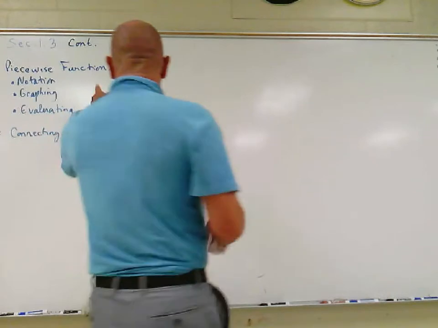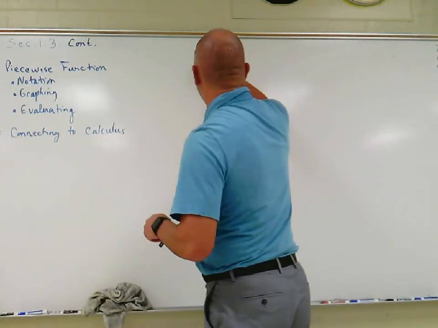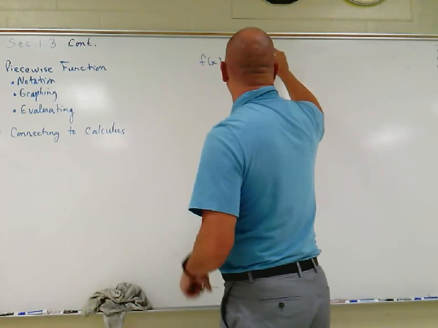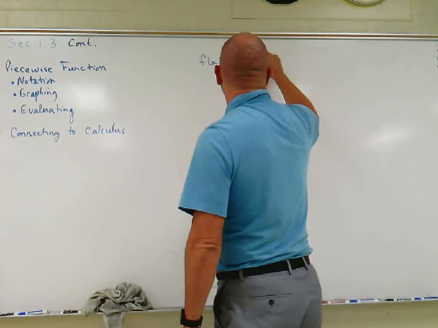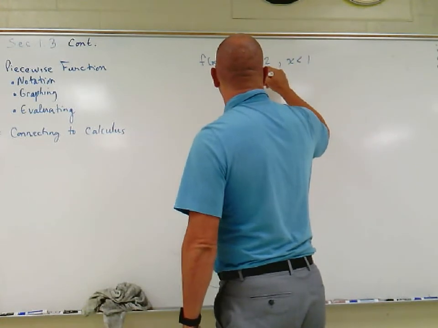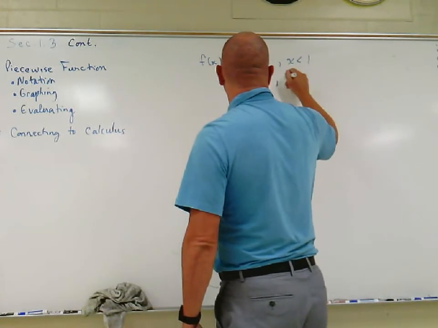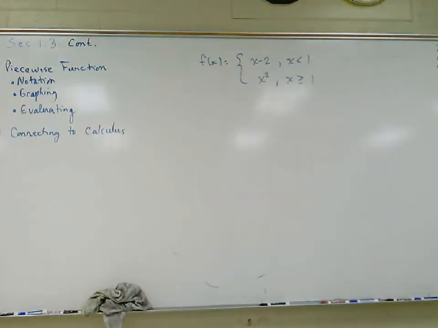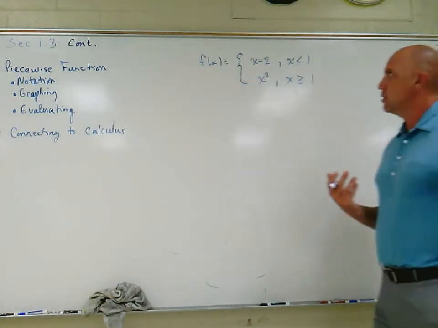So real simple, when we're talking about a piecewise function, it's just a function that is 2 parts. So maybe you have the line x minus 2 for x less than 1, then maybe you have the parabola x squared for x greater than or equal to 1. Okay, so the first thing I want to do is give you the idea of the graph. Well, what does the graph look like?